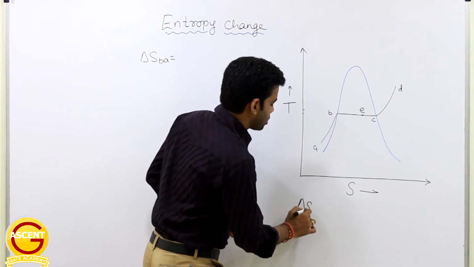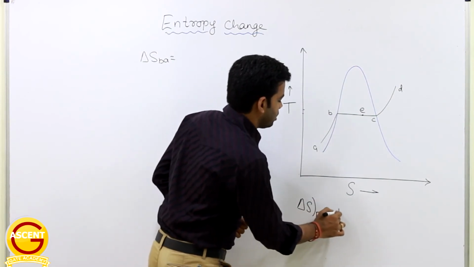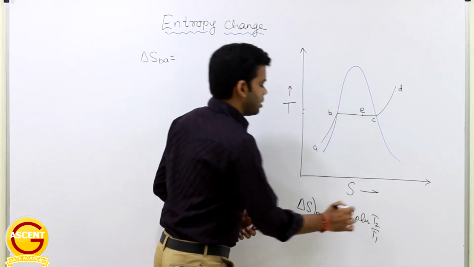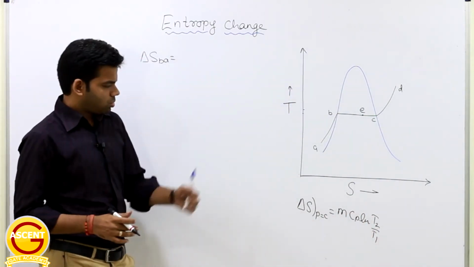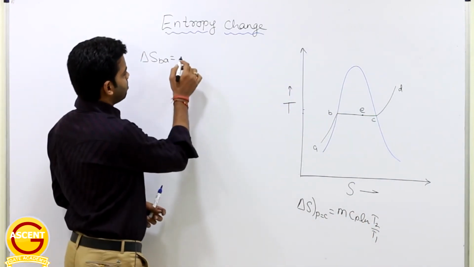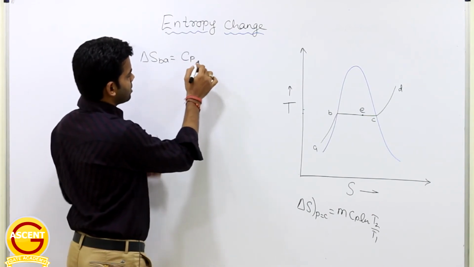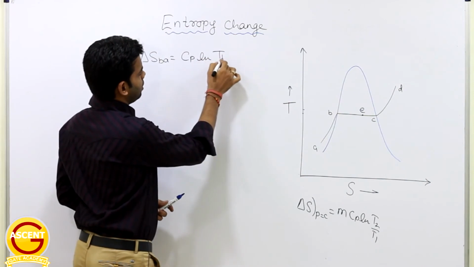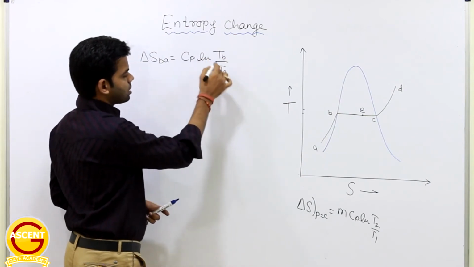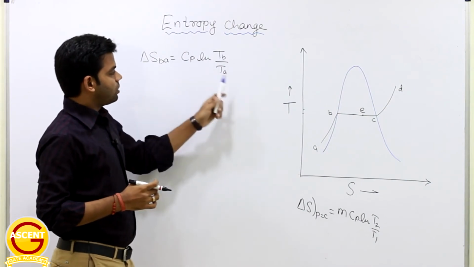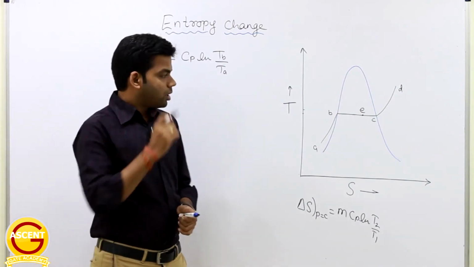Del S for a constant pressure process, at pressure equal to constant, as we know, is mCp ln of T2 by T1, T final by T initial. So just put the formula. This del S BA is nothing but mCp, taking per unit mass, this will be equal to Cp ln of Tb by Ta. This temperature will be taken in Kelvin, just remember this thing. Cp ln of Tb by Ta. Getting this or not?